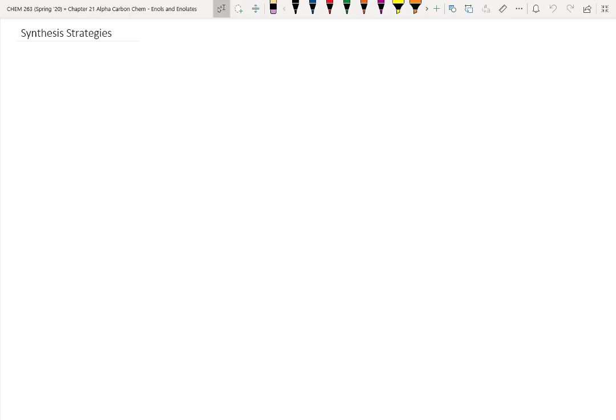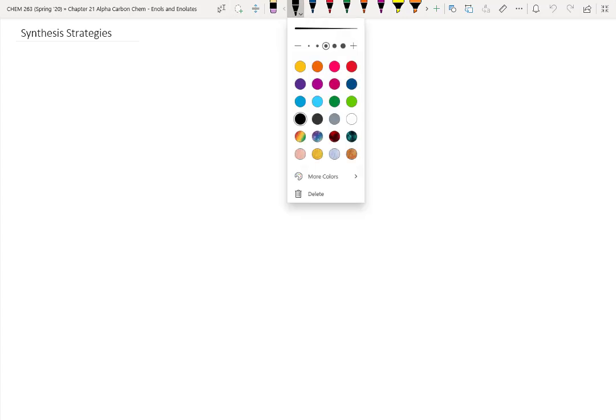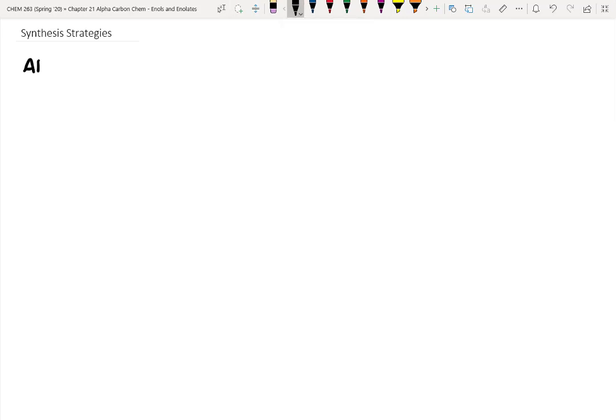Okay, as we wrap up this chapter, I really quickly want to go over some synthesis strategies because there were a fair number of reactions we've covered. The first are a set of alpha functionalization reactions. So let's make a list. I like doing this at the end of chapters so that I have some sort of study guide to go off of when I'm taking an exam or a quiz.